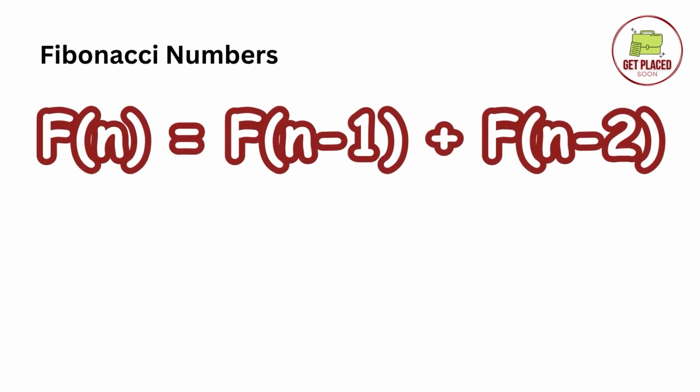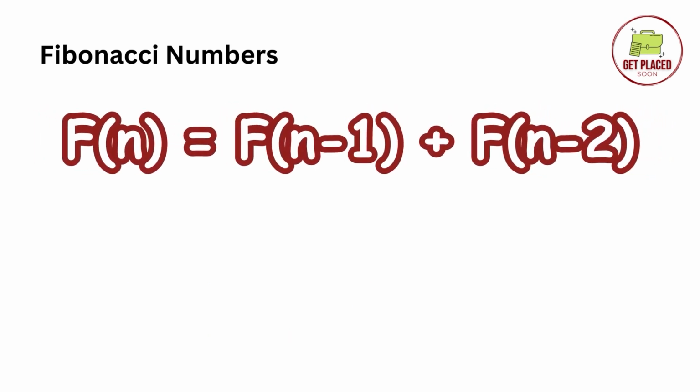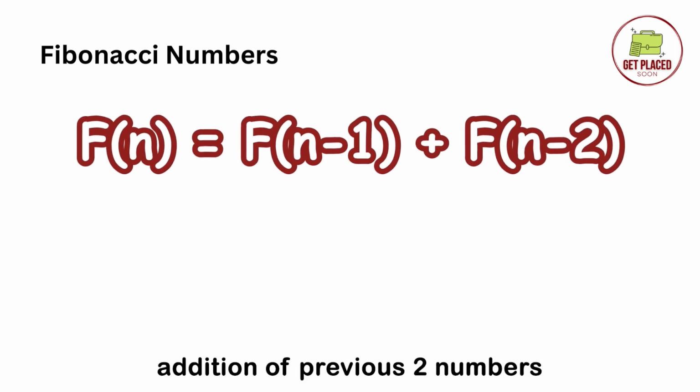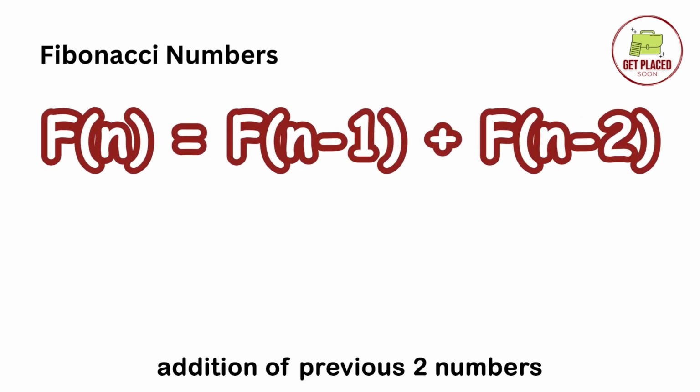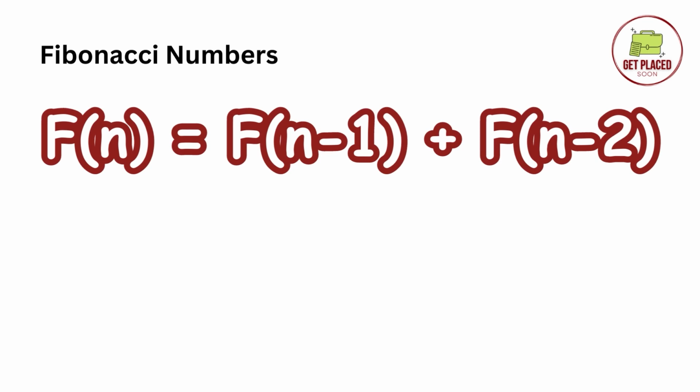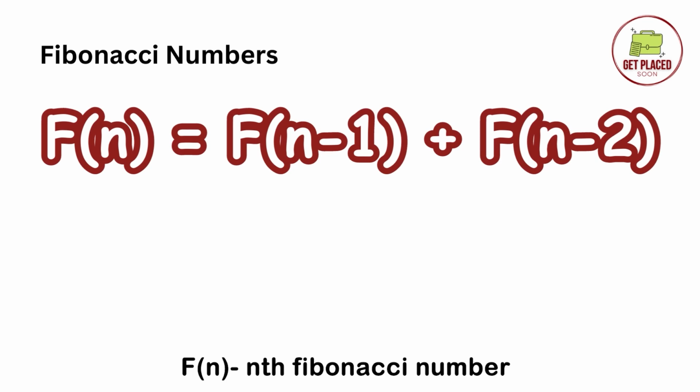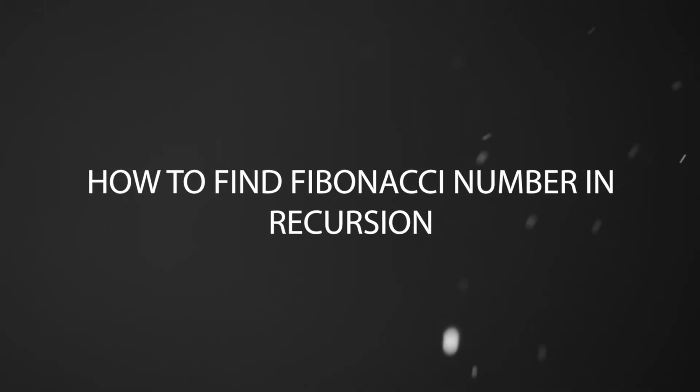I hope you by now figured out the formula of Fibonacci numbers. Fibonacci number is the addition of the previous two numbers. F of n is equal to f of n minus 1 plus f of n minus 2, where f of n represents the nth Fibonacci number. Now let's see in recursion how to find the Fibonacci number.